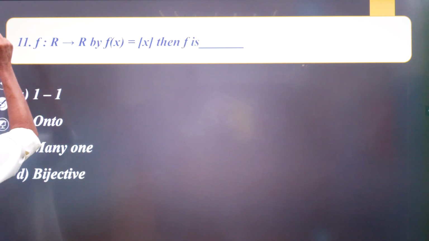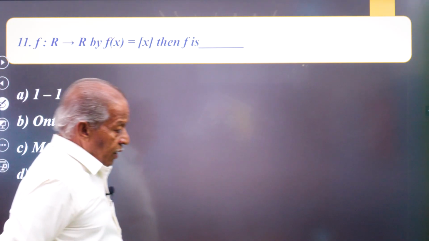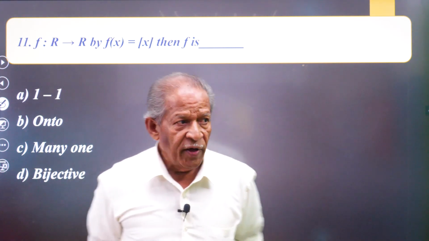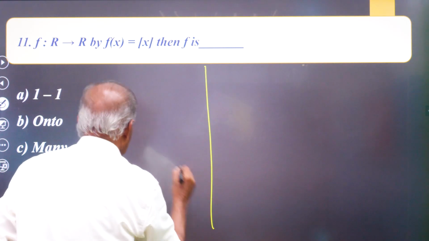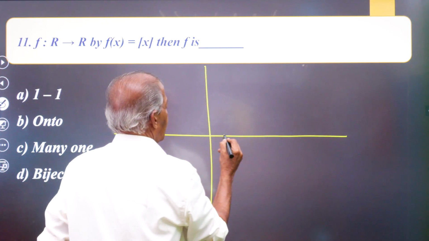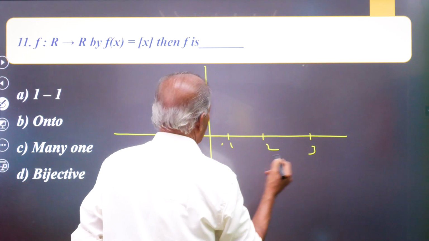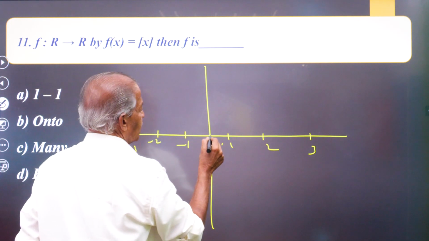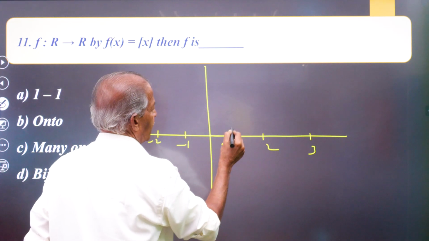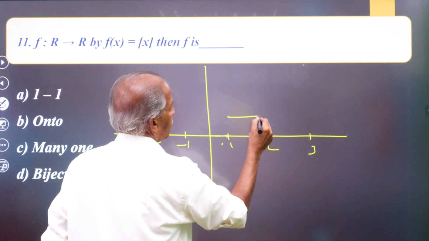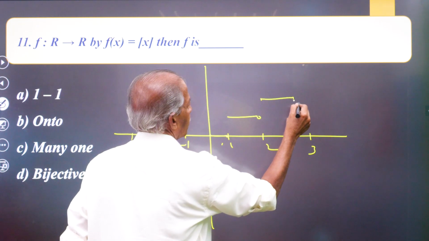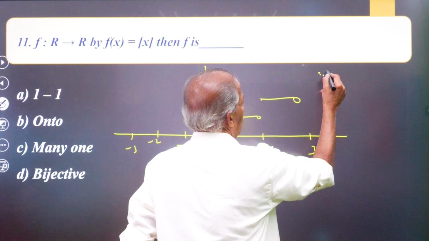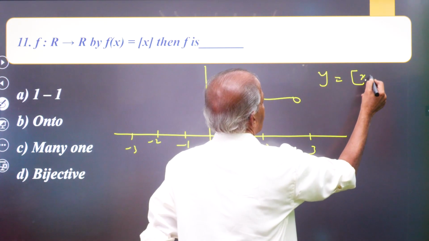I am going for the next one, the 11th problem. It is given by f from R to R, given by the greatest integer function. It is a very simple one. Look here, the greatest integer function is of the form from here 1, 2 and 3, and also minus 1, minus 2 and minus 3. I have just to draw the graph for this. Now, this is the greatest integer function, that is, y equals the greatest integer function.